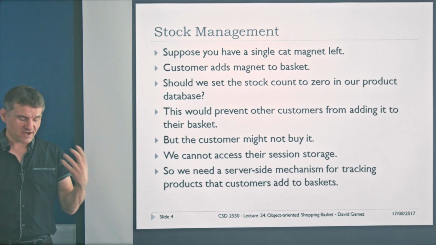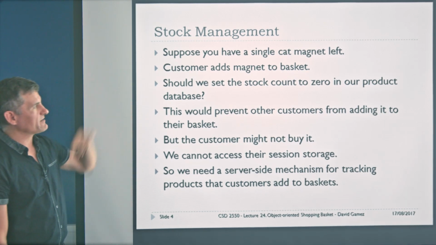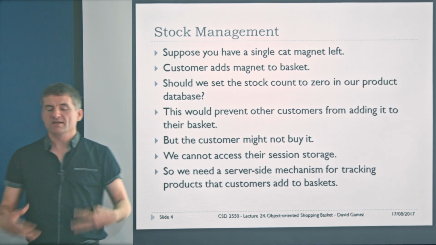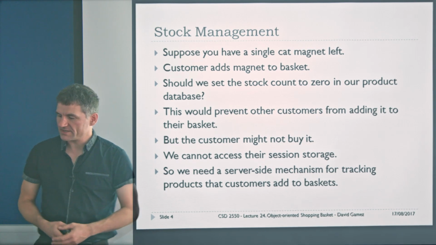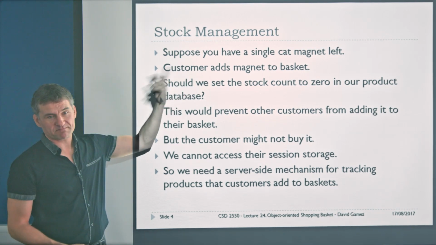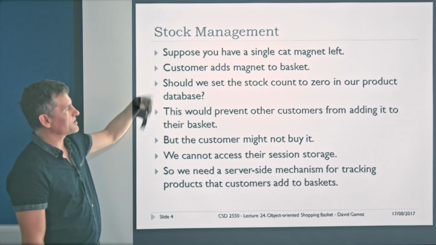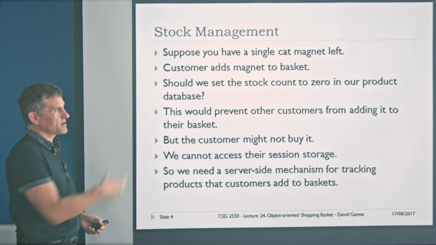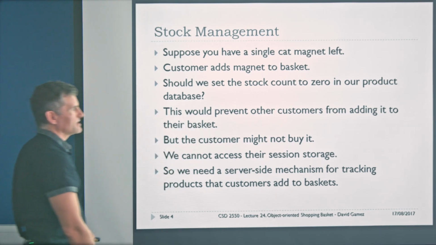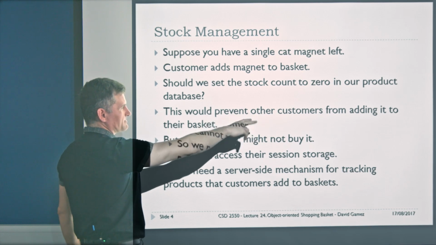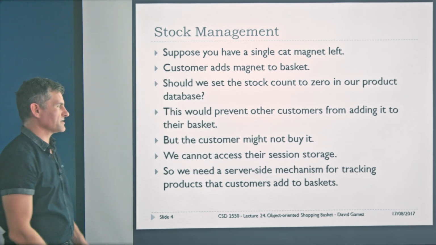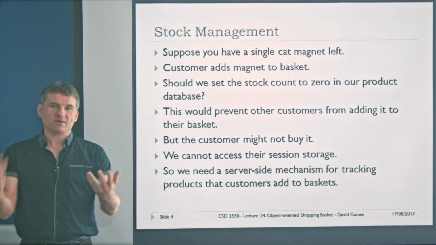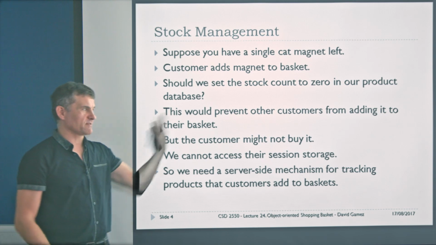Now, in this fever of pre-Christmas buying, a customer adds the cat magnet to their basket. We've got a bit of a dilemma when organizing our stock management. Should we record in our product database that the stock of that cat magnet is 0? Because obviously lots of customers are trying to buy these cat magnets, and we want to prevent multiple customers from buying the single cat magnet we have in stock. If two people add it to their carts and check out simultaneously, only one of them can actually get the physical cat magnet. So one of our customers is going to be disappointed.